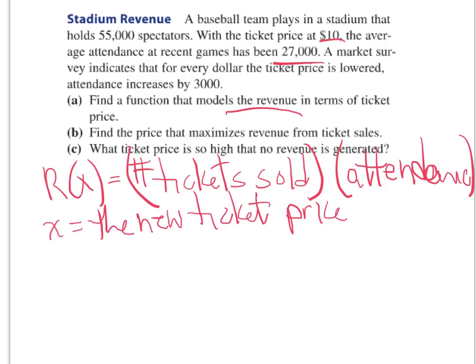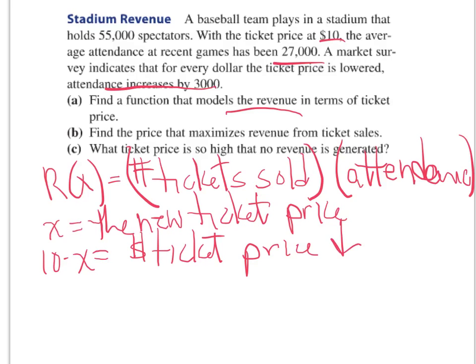And so now we know that every dollar that they lower the price, the attendance actually goes up by 3,000 people. Well, if the old ticket price was $10 and the new ticket price is X dollars, then 10 minus X is the number of dollars of decrease, the dollars that the ticket price went down. I'm going to use a little down arrow for decrease. So that's the number of dollars that the ticket price decreased.